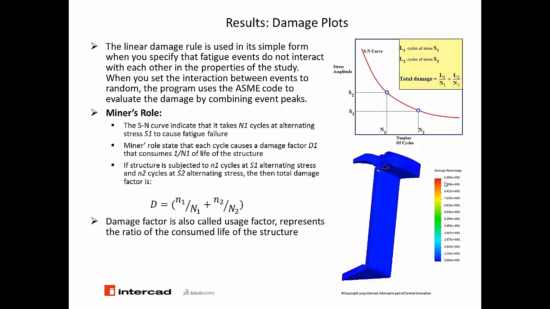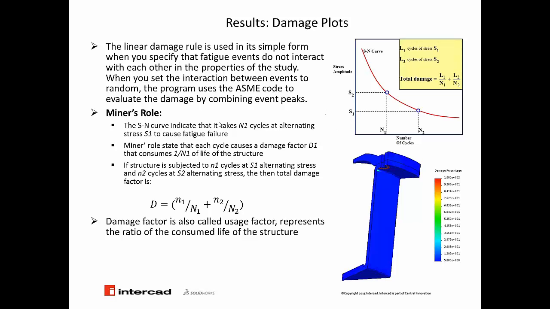And then it would be the ASME code for combining the event peaks, if you are selecting that they have to interact with each other. So events come either solo or separate, or combined with the ASME code for combining the peaks. But one very important thing is the linear interaction between those cycles and the magnitudes.